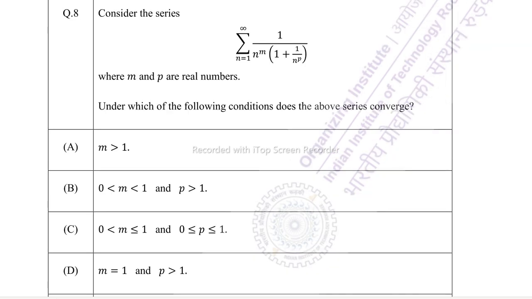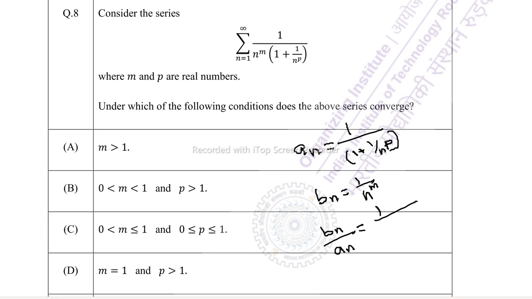Now, the same thing for this problem. We have to choose another sequence bn such that the quotient should be a non-zero number. Suppose the given sequence is an, where an is the given nth term, the term 1 plus 1 by n power p. So we have to take this as our an. Now we can choose bn as 1 by n power m, and find the quotient bn by an.